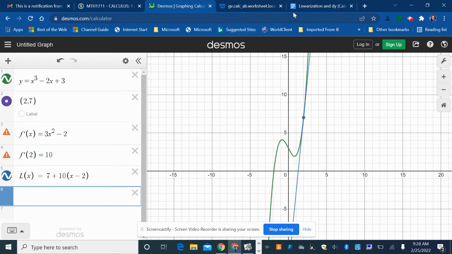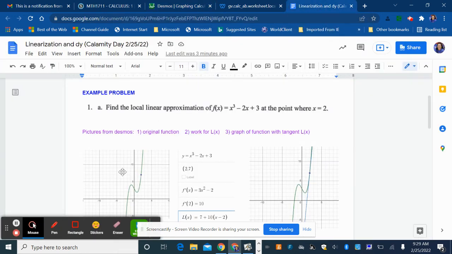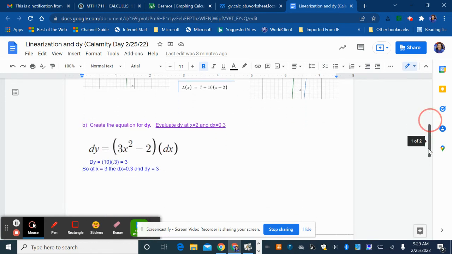So again, I took a snippet of that picture. If you type in anything, it does most, then you just kind of click on it here, it'll disappear, and then I'll come back. So I have the original function, I have my work for my linearization, and then I have my graph with the tangent line. So then part 2 is evaluate dy.